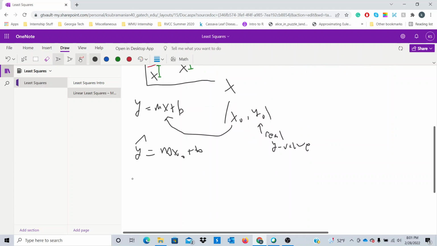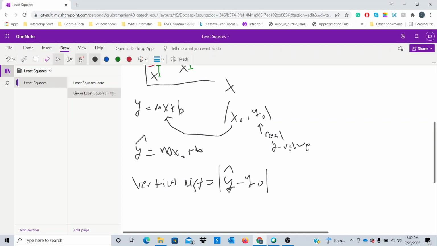So the vertical distance is going to be simply the difference between this real y value here and our predicted y value. So it's going to be basically y hat, which is our predicted y value, minus y naught. And we could take the absolute value so that we don't worry about negative distances. So this expression will give you the vertical distance between y hat and y naught.